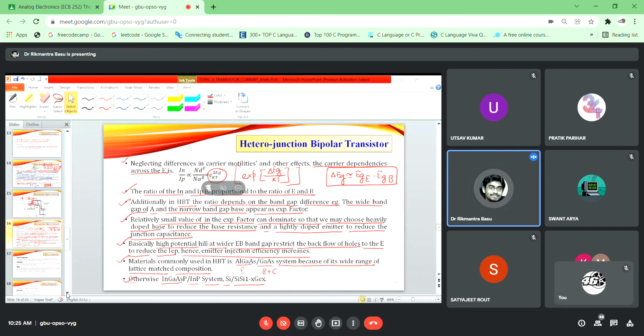Lattice matching is needed everywhere. If lattice matching does not happen, whether it's an alloy or a compound, none of the device or system will exist. They will break down. It won't be formed, it will break. Let's discuss this further in the next class.